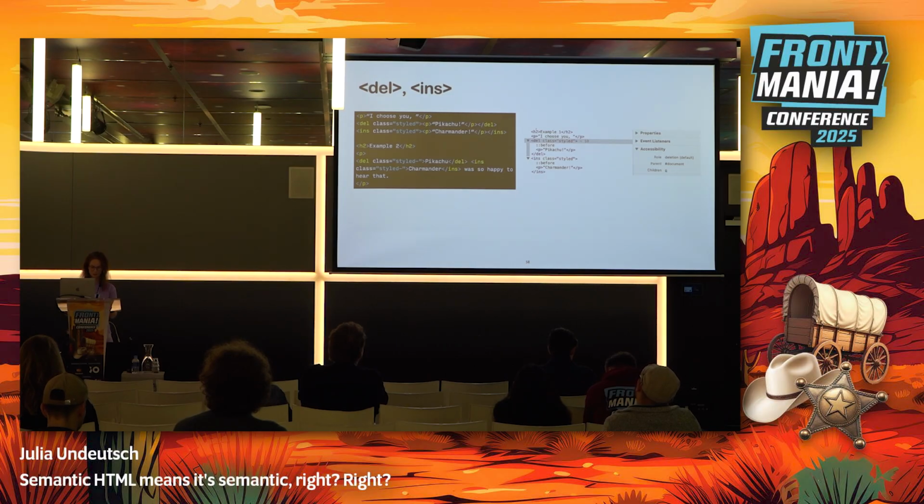So for the first example, we have the word Pikachu inside a paragraph. We want to delete it because we do not want to choose Pikachu, we want to use Charmander. In the second example we also use delete and insert, but this time without a paragraph. The paragraph is outside, the parent of delete and insert.